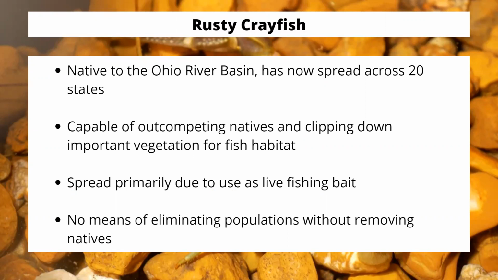This crayfish is capable of outcompeting many of our native ones, and they clip down important vegetation. So they're actually removing habitat for fish and insects and other organisms. Now, like I said, they spread because of human activity. We use them as live bait and they get away. And that's how they continue to spread. Unfortunately, there is no good way of eliminating rusty crayfish without killing the native crayfish and other organisms in that area. So that means that the best way we control them is being responsible about not using them as live bait.